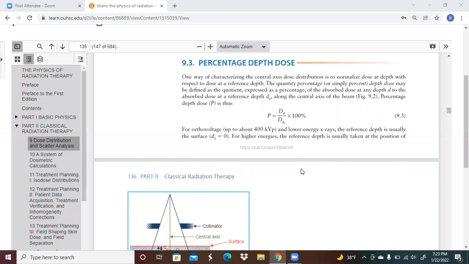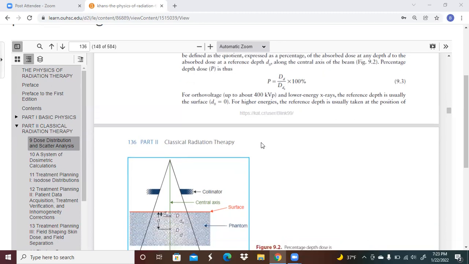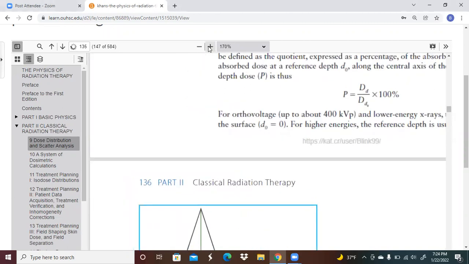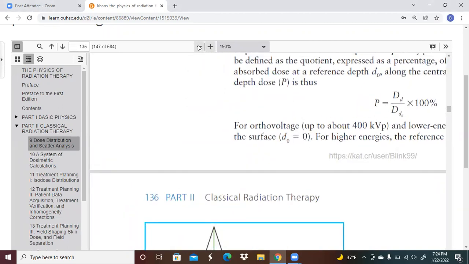We're going to characterize the central axis dose distribution by normalizing dose at a depth with respect to the dose at a reference depth. So this quantity, a percentage or percent depth dose, PDD, is going to be defined as the quotient, expressed as a percentage, of the absorbed dose at any depth D to the absorbed dose at some reference depth, D sub 0, along the central axis of the beam. Let's see if we can blow this up a little bit. That is actually D naught. That's what it's referring to there.